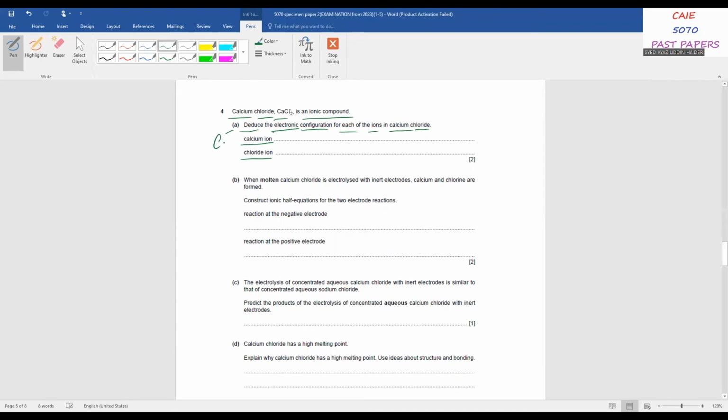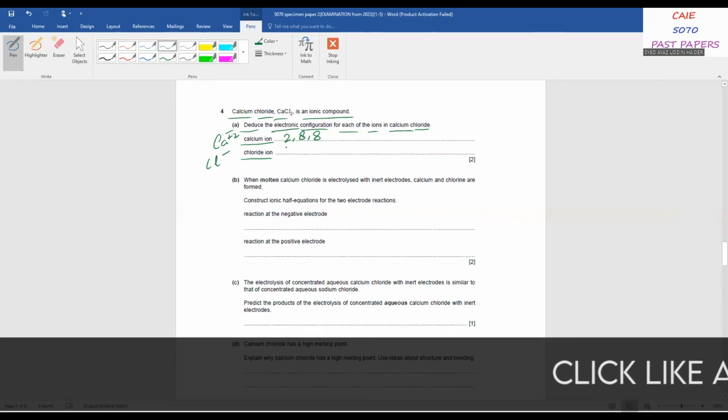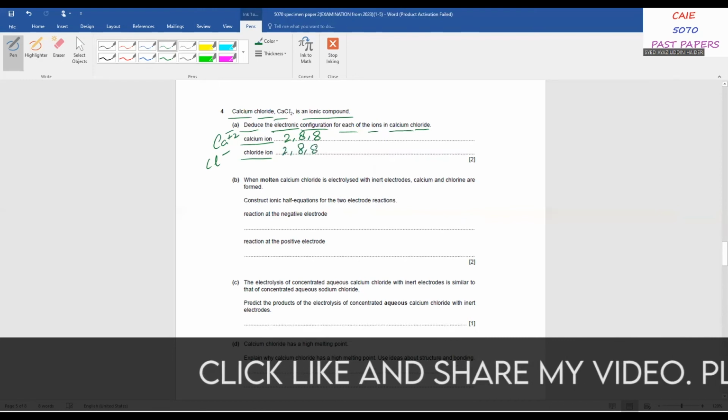Calcium ion will be Ca2+. If you recall the proton number of calcium, which is 20, you have to subtract 2, you are left with 18. So what will be the electronic configuration? 2, 8, 8. What about chloride? Chlorine, its proton number is 17, which means 17 electrons. So it will gain 1 electron to form the Cl- ion. So the same electronic configuration 2, 8, 8.